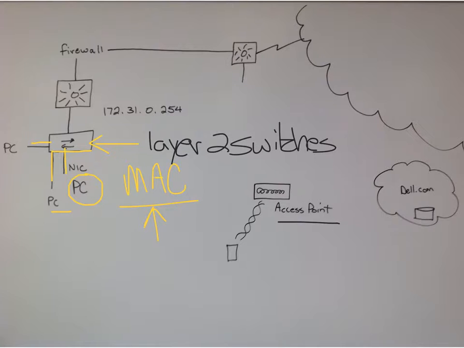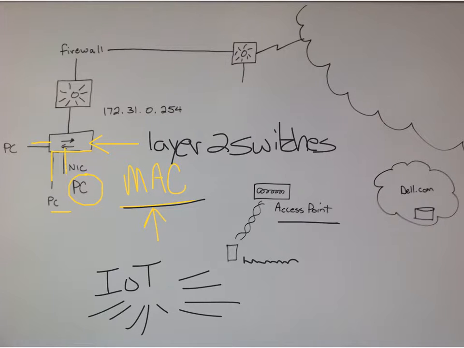Access points do the same thing. Your phone has a MAC address in it, a physical address that is different than any other phone in the world. In fact, all devices, whether it's Internet of Things, laptops, PCs, phones, Alexa, Google Home, all these things, your refrigerator, when they come from the manufacturer, have a unique physical address. We'll learn more about that later on.